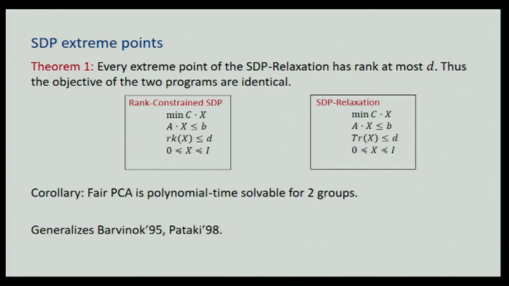But the maximum. Oh, I see. This is still convex because this is just an eigenvalue condition. So x is the only variable. So this is still convex. There, of course, it's not convex.